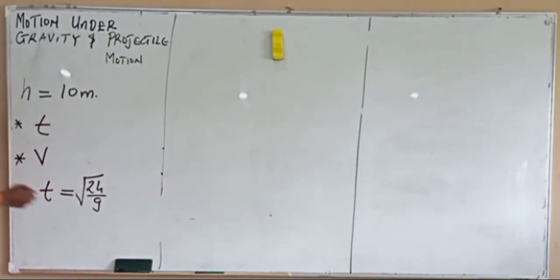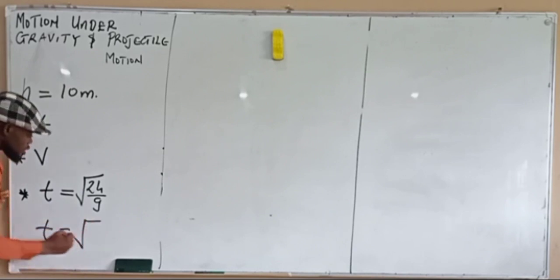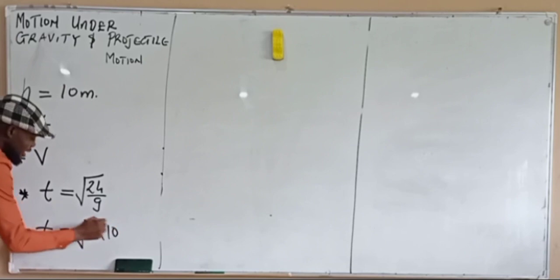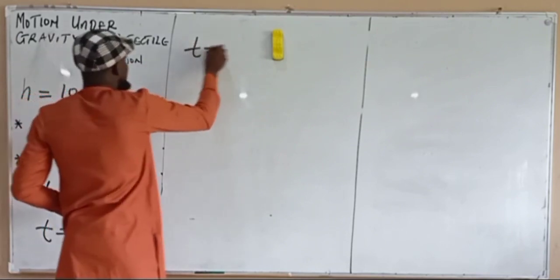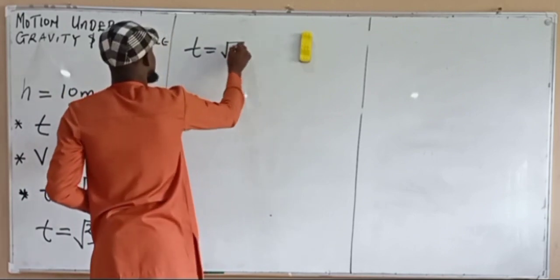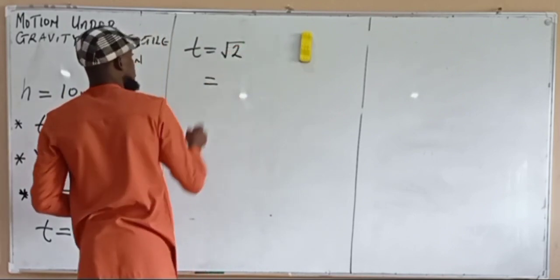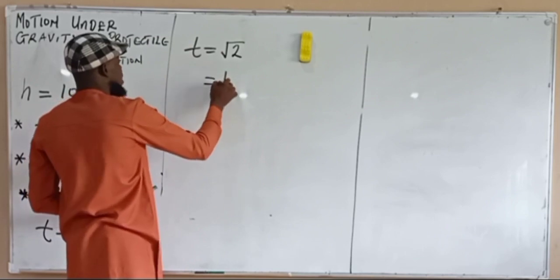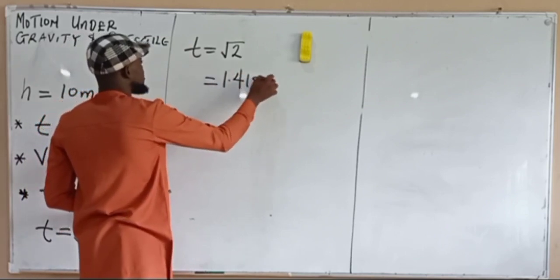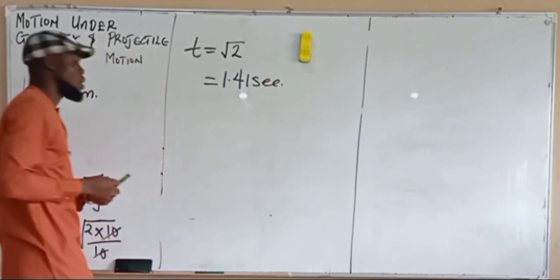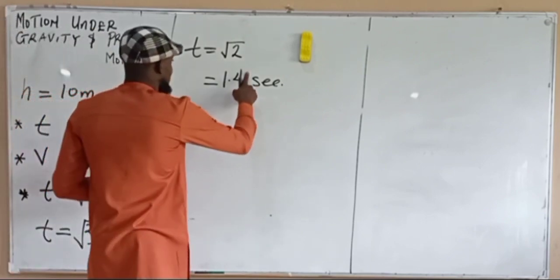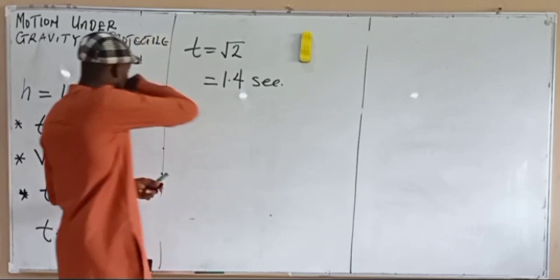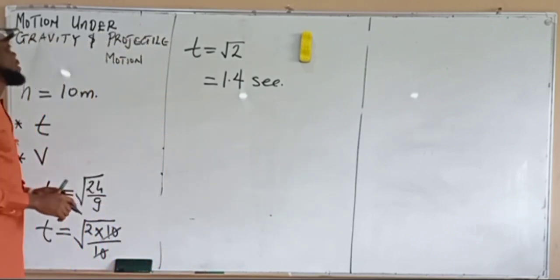So the time for both of them to fall to the ground will be t equals the square root of 2 times h over g, which is 2 times 10 over 10. So you cancel 10. Our t will be the square root of 2. And what's the square root of 2? Approximately 1.41 seconds, or 1.4 seconds.